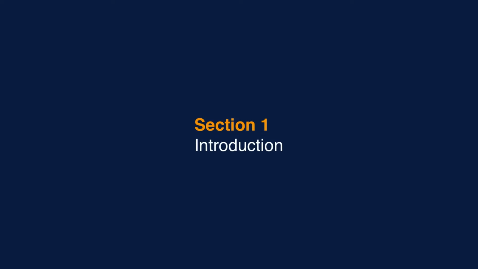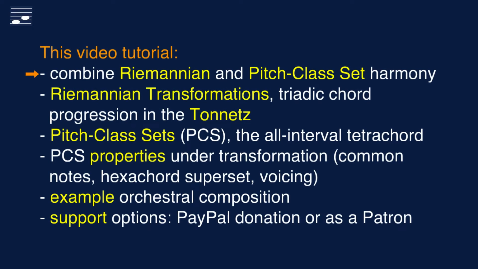You may want to learn about how to combine tonal and atonal harmony. The quasi-tonal element is a triadic chord progression based on Riemannian transformations, depicted as a path in the tonnetz diagram. From the collection of atonal pitch-class sets, we take the all-interval tetrachord and use some of its properties under transformation for the combination with the Riemannian triads. The process is demonstrated in a short orchestral composition.